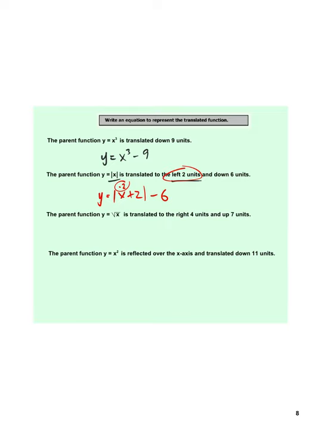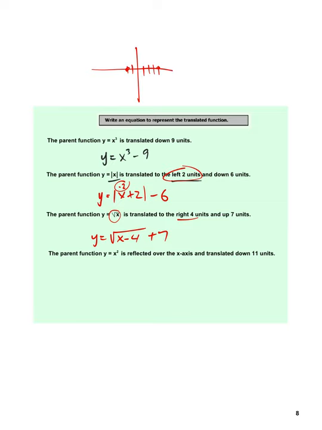Third one here, we have absolute value of x, and it's to the right. So within the radical, to the right 4 units means that we would subtract. Again, if we put 4 in for x, that is to the right of 0 on a number line. Just like last one, -2 in for x would be the left. So I put 4 in for x so it'd be 4 minus 4 under the radical. And again, up 7 units at the end would make it +7.